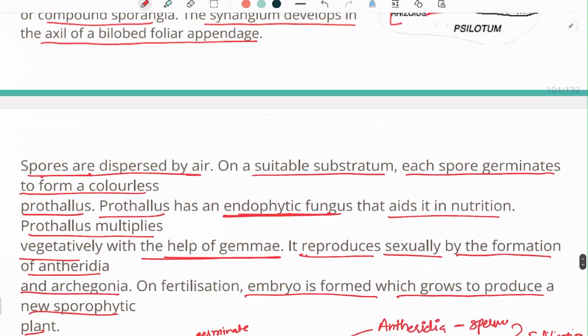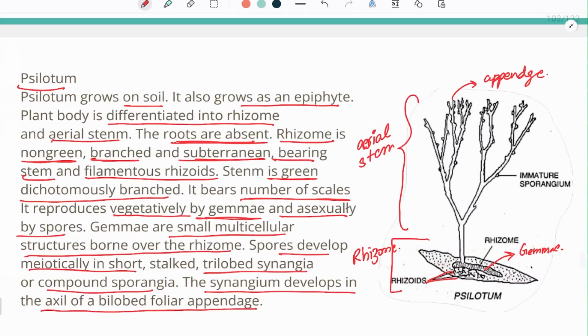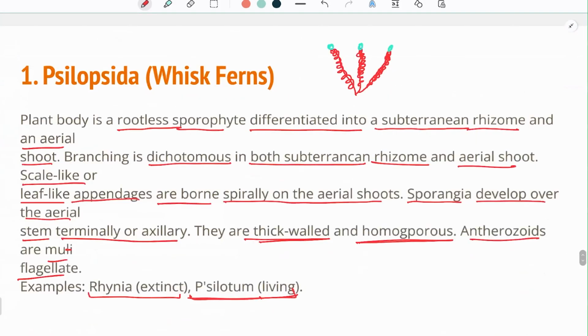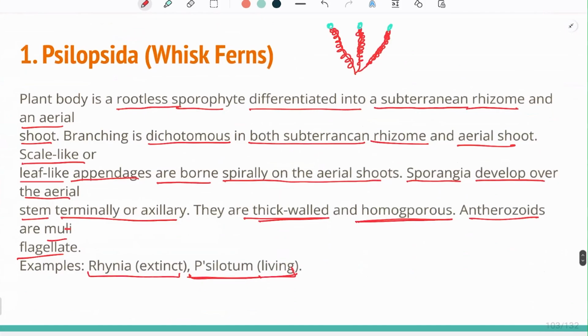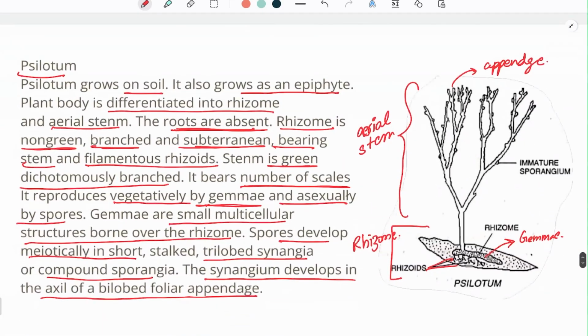So we have completed the introductory part of pteridophytes, its important characteristics, some of its ecological importance, and one of its important classes, that is Psilopsida, which is called the whisk fern, and inside which come Rhynia, which is extinct, and Psilotum. We have also discussed the structure of Psilotum. It has an underground rhizome and an aerial stem.